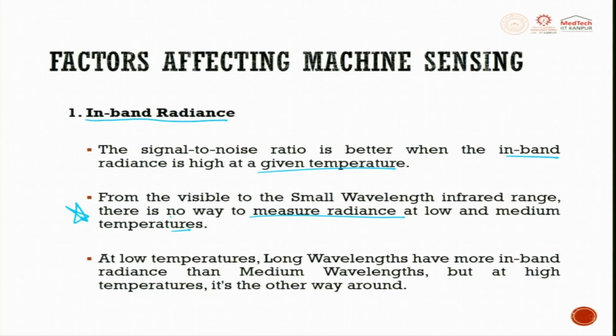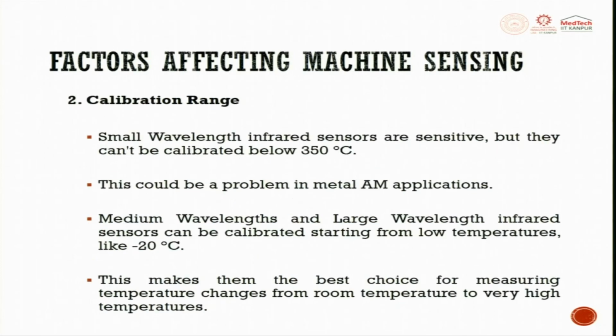If you don't know what is not there, then that is also good enough for you to understand what you can do and what you cannot. At low temperatures, long wavelength have more in-band radiance than the medium waves, but at high temperature it is the other way around. So, depending upon the temperature, you choose long wavelength or a short wavelength or a medium wavelength infrared radiance. For all these things, the toughest problem is calibration.